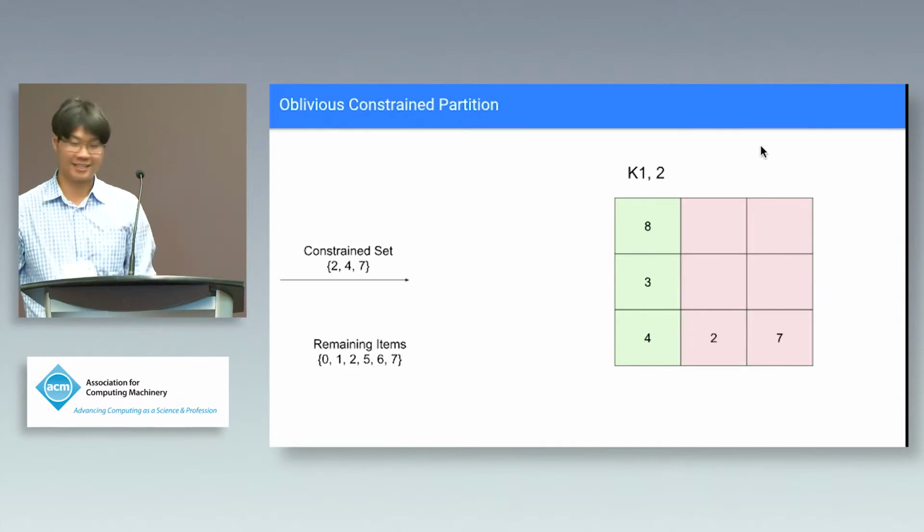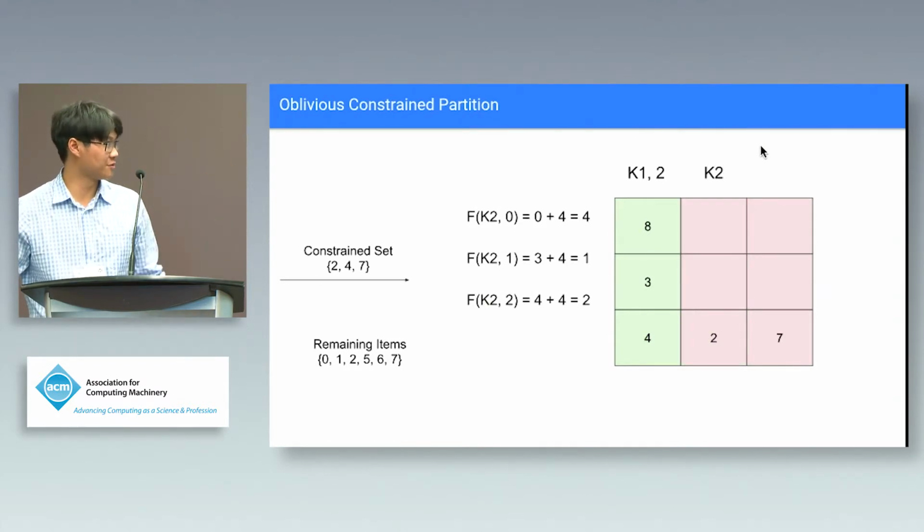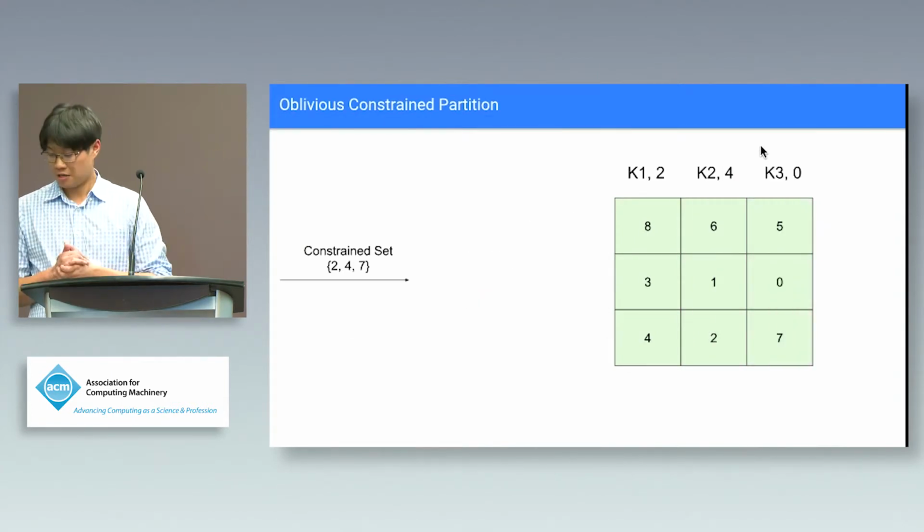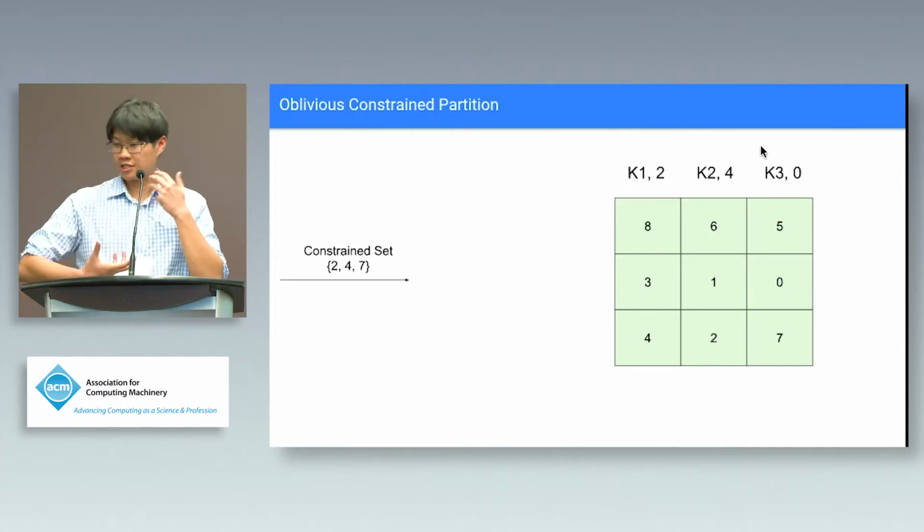So just repeat again. Pick a new key, try again. You get something like this, compute the adjustment value, and it works out. And you do this again. So essentially, this is what the client does.